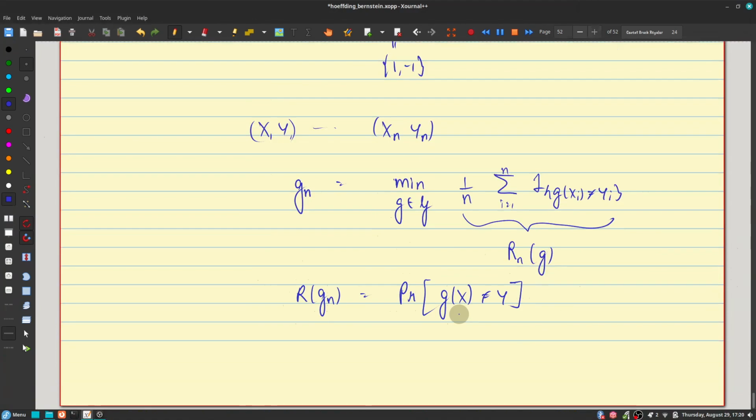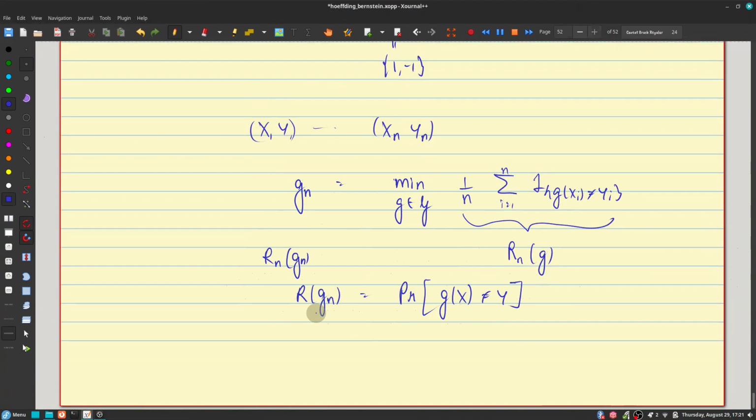Okay. Remember, we don't have access to pxy. We don't know what pxy is. But still, we want to not just design a Gn, but also be able to somehow say whether R of Gn is going to be good. Remember, for Gn, I can compute Rn of Gn, which is the empirical risk, but this risk is something that I cannot compute. You don't know what the true distribution is.